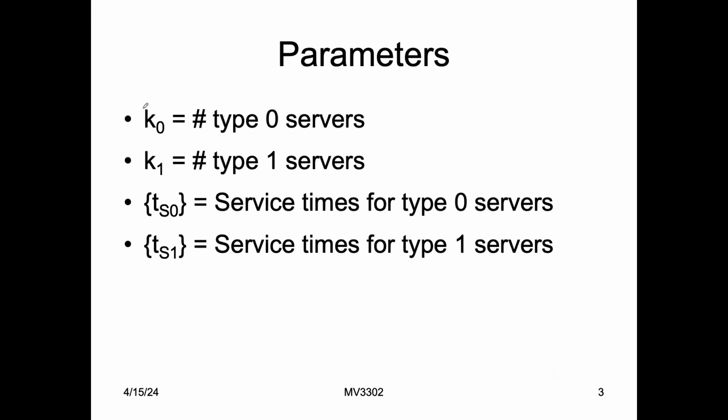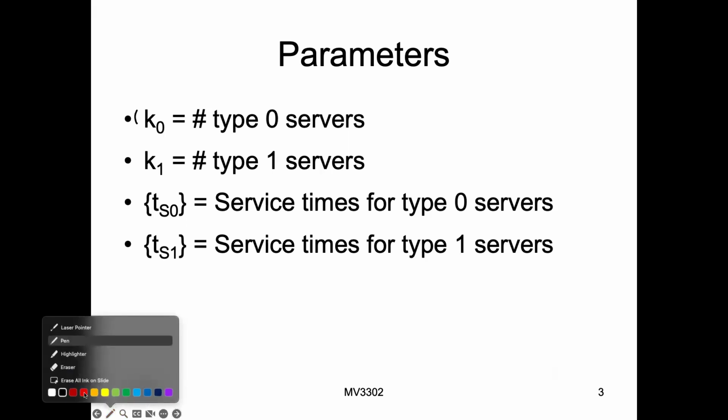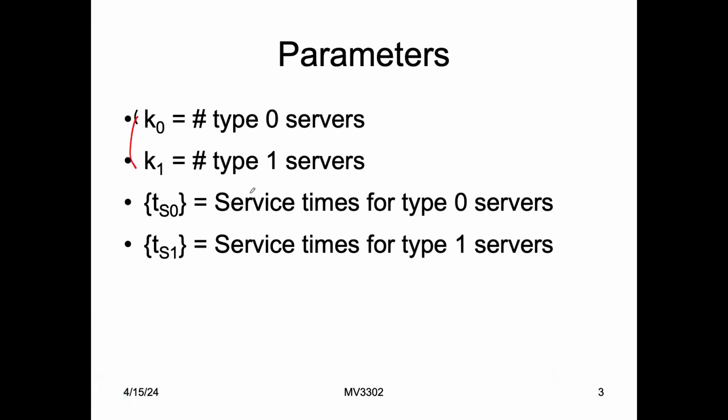But okay, in terms of parameters, I have two types of servers, and so I'm going to have two different parameters for each one. Fairly straightforward. And I'm going to have two different service times. That's what distinguishes them, the service times. And now in the formulation, it's not built in that the service times for the preferred servers are necessarily better or worse than the other ones. That's completely up to you when you plug in a parameter.